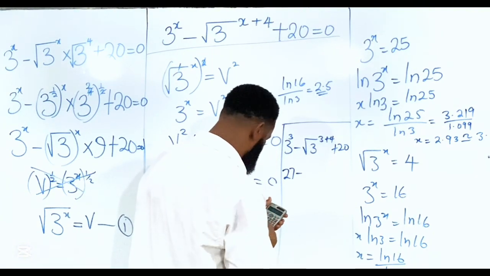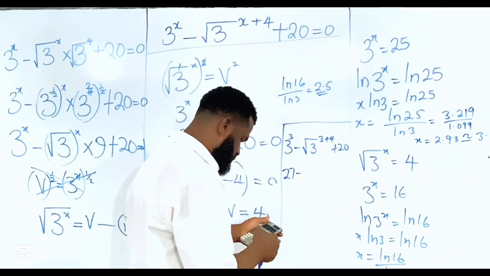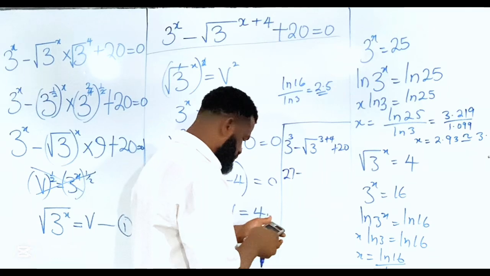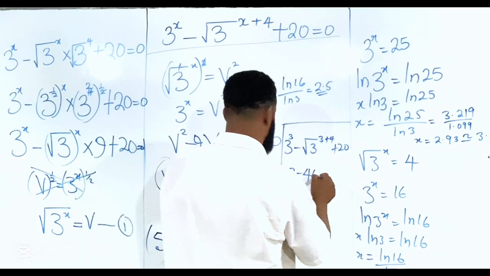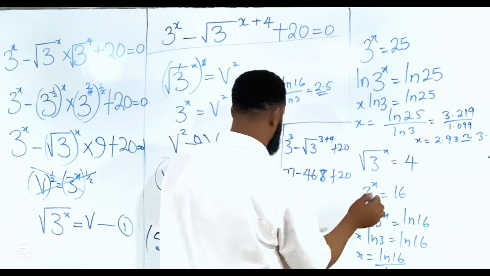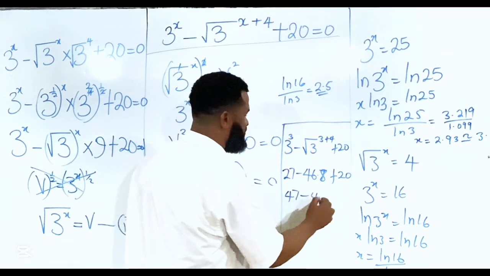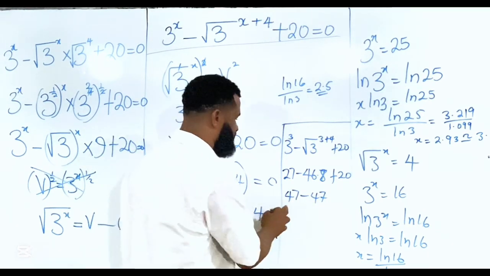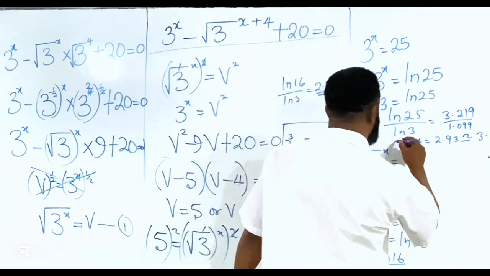So I'm going to have root 3 raised to power 7, which is going to be 46.8. I'm going to round it to the nearest whole number, plus 20. You see, this is 27 plus 20, which is going to be 47, minus this is going to be 47 to the nearest whole number. So 47 minus 47 is actually going to be 0. This is very correct for this value.